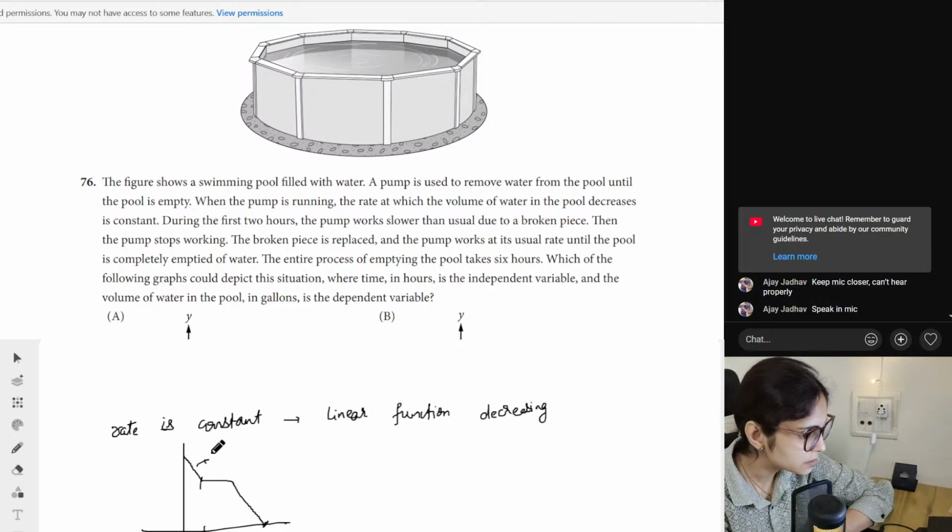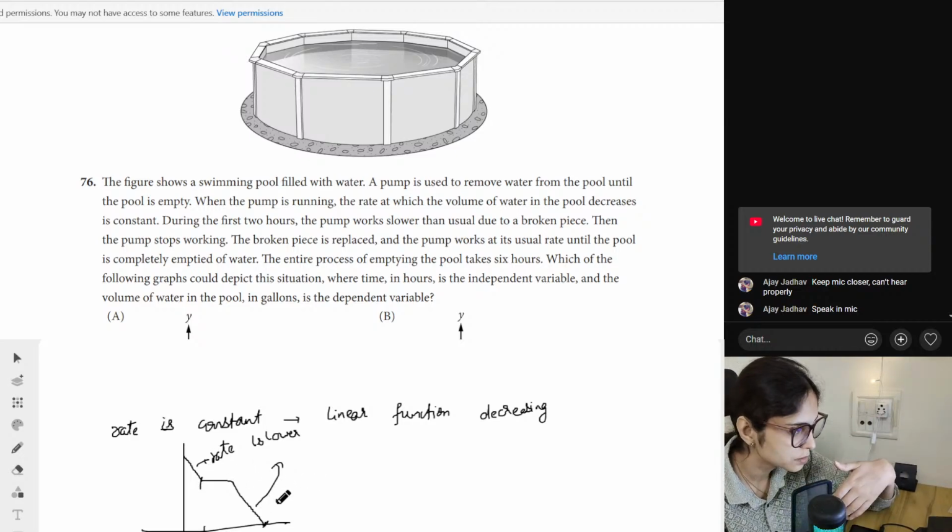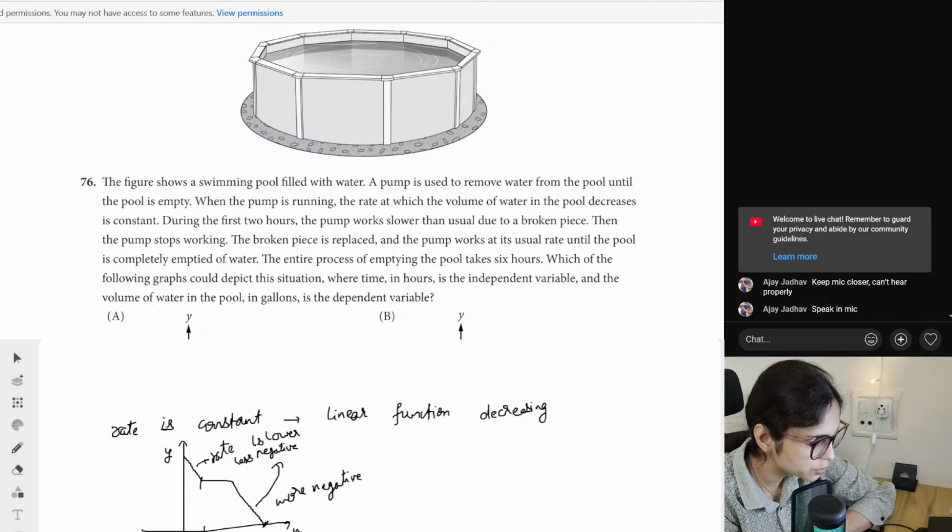Got it? And this rate is lower as compared to this rate. Got it? So this is less negative as compared to this. This is more negative because you're taking more water, and this is less negative. So now this is how our graph should look, and we'll see which option matches this description.